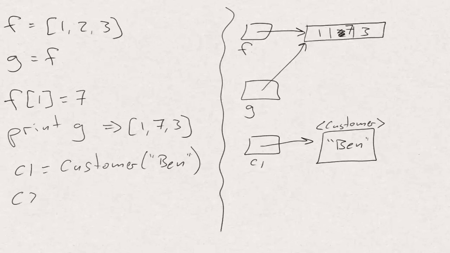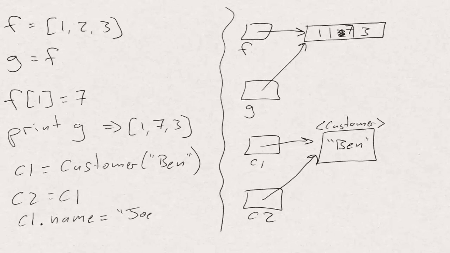If we now set c2 equal to c1, well, as before, we would be defining a variable c2 that would reference the same value as c1. And now if we were to go modify c1 by, say, changing the name to something else, say Joe, and then we went and printed c2, sorry, this would get changed to Joe. So if we printed c2, it would print out Joe.